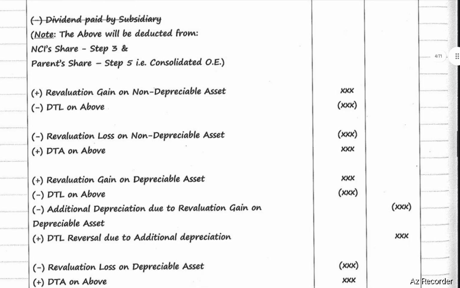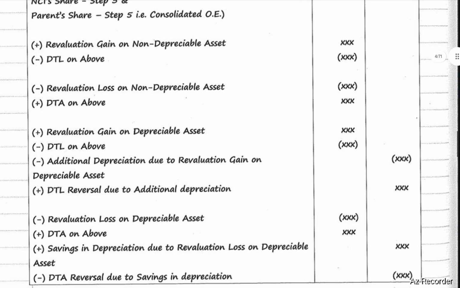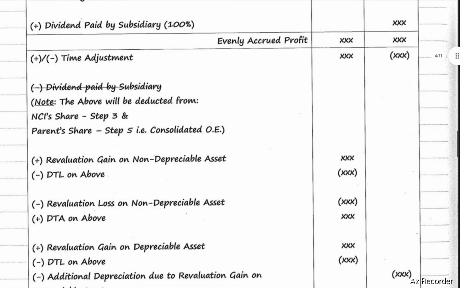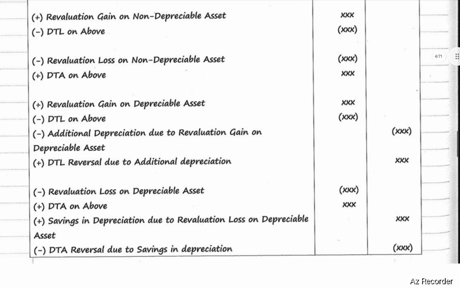Next, add savings in depreciation due to a revaluation loss on depreciable asset. It will be considered under post-acquisition profit column, minus deferred tax asset reversal due to savings in depreciation. It will be deducted.